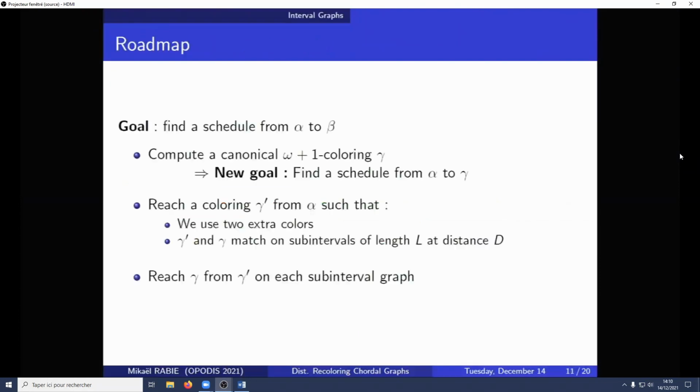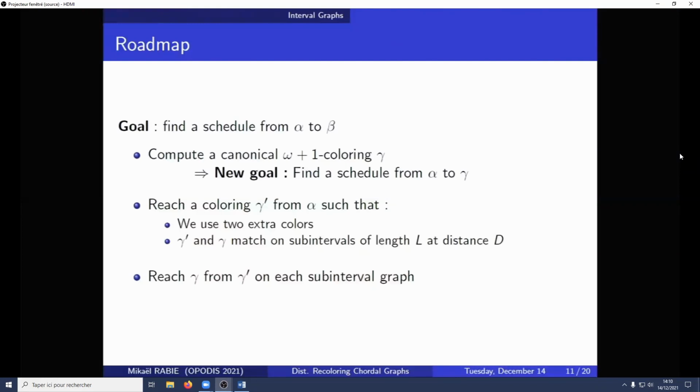So now I will give you the roadmap of how we produce a schedule from alpha to beta. First, we do something that we do a lot in reconfiguration, which is to find some kind of canonical solution. Our goal will actually be to reach this canonical solution. Here it will be an omega plus 1 coloring that we will call gamma. If we prove that from any alpha we can go to this gamma, then the work is done, because we can go from alpha to gamma, and then reversely we can go from gamma to beta.